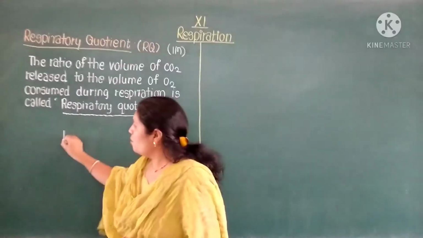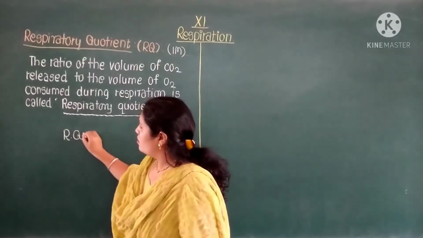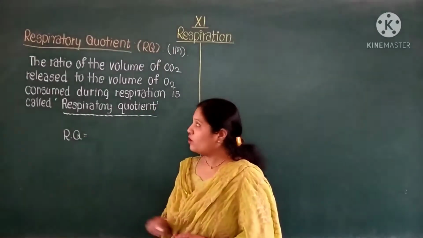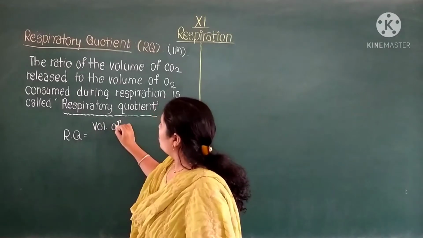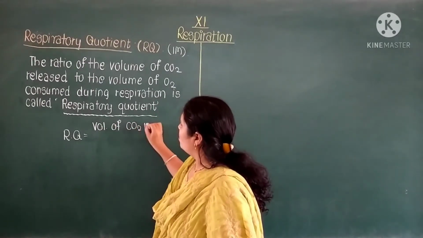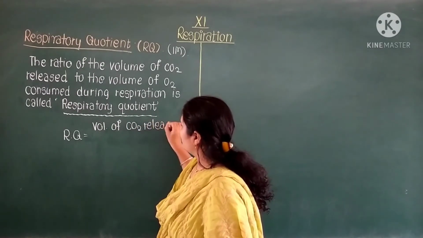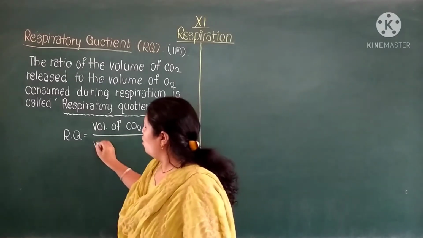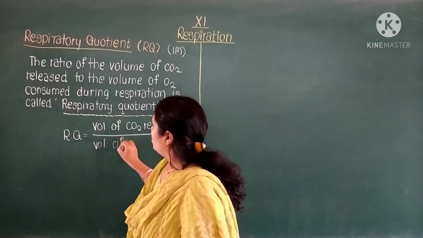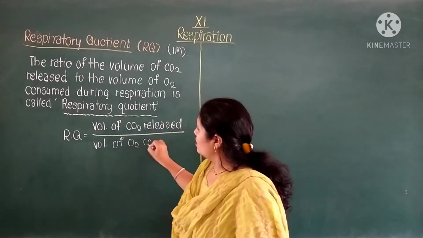Now see how it will be in ratio form. Here, volume of CO2 released to the volume of oxygen consumed.